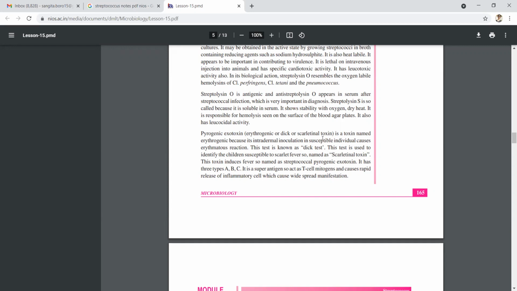Then streptolysin S is so called because it is soluble in serum. This shows stability with oxygen and dry heat. It is responsible for hemolysis seen on the surface of the blood agar plates. It also has leukocidal activity.